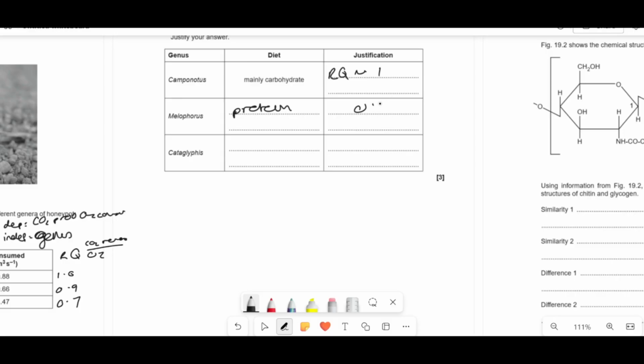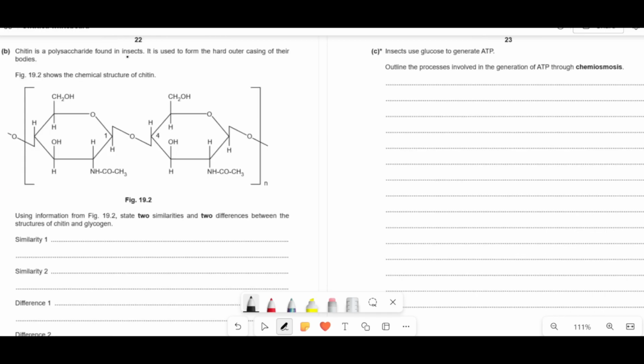Why? Because its RQ is 0.9. And then this one's got the lowest. It's most likely lipids, so it's got to be 0.7. There you go. So chitin is a polysaccharide found in insects. It's used to form the hard outer casing. And here's the structure of it.